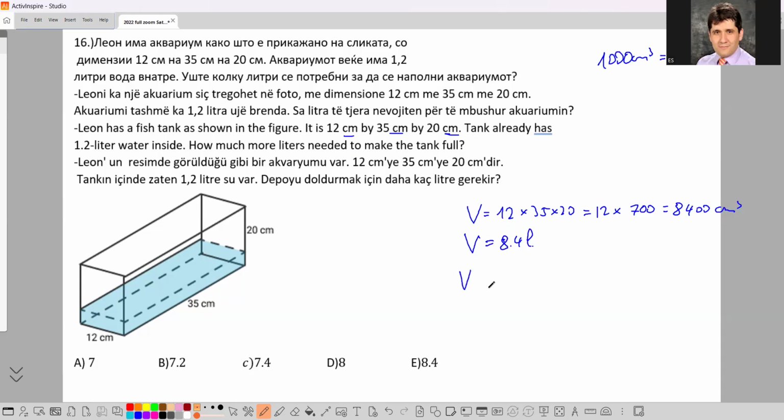All right, we can calculate the volume of the empty part. It would be the total volume, 8.4, minus the volume of the filled part. 1.2 liters is already filled, which means it's 7.2 liters empty.